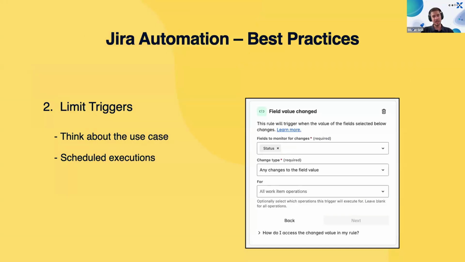For the triggers, as you have seen before, we had the work item updated trigger, which can be executed many, many times. So we want to limit those triggers. We don't want to run thousands of automations every hour, every day, whatever. So first, think about the use case when the automation should really run. If just the status is changed, don't use work item updated. Just use field value change. There are many good triggers in Jira Automation already. You can have it very specific, use it for very specific use cases.